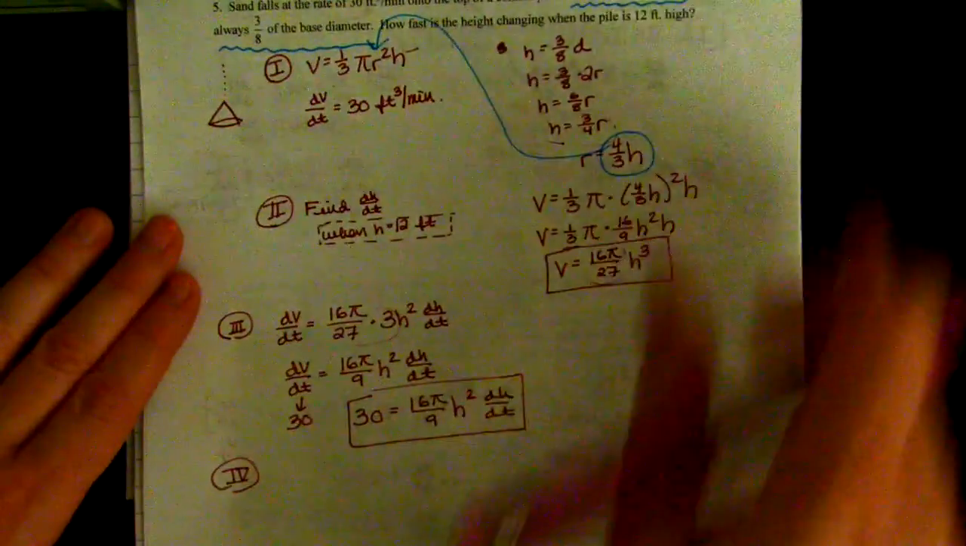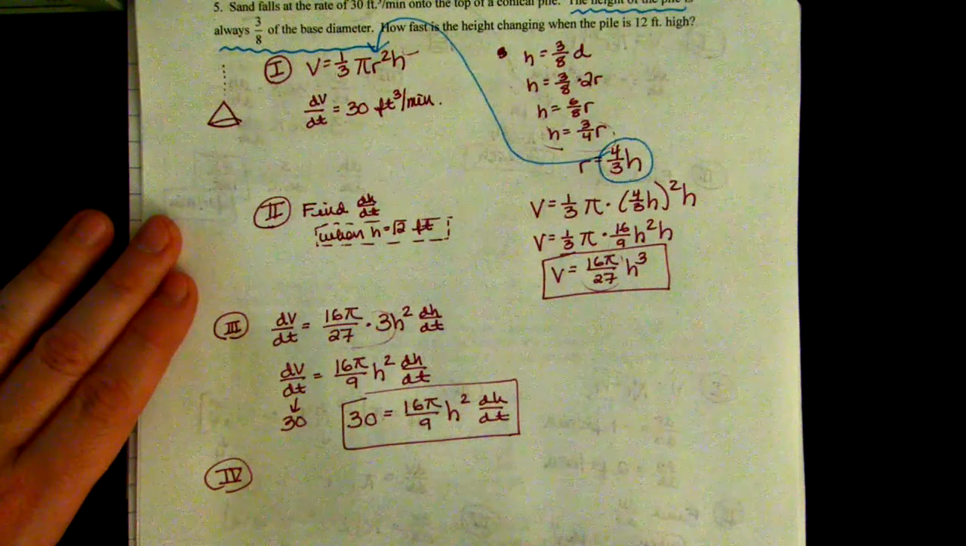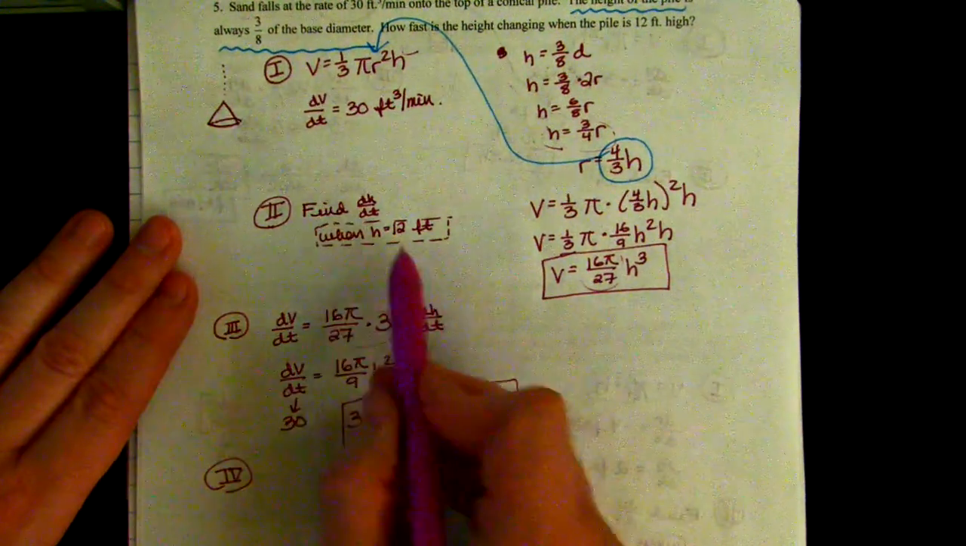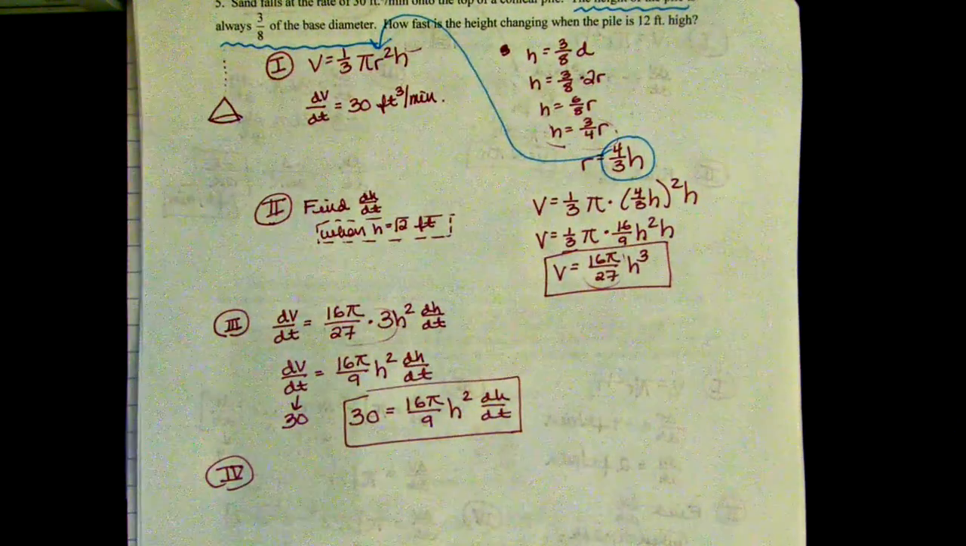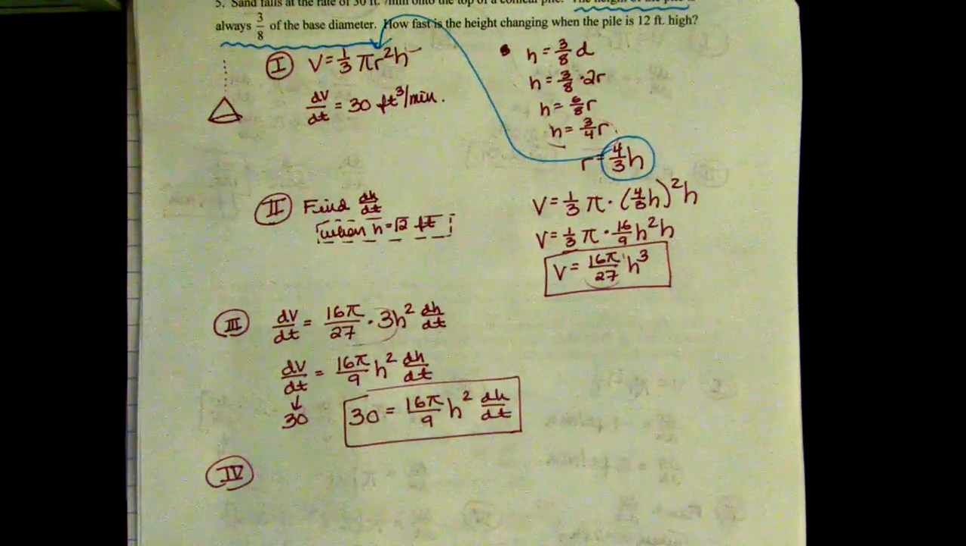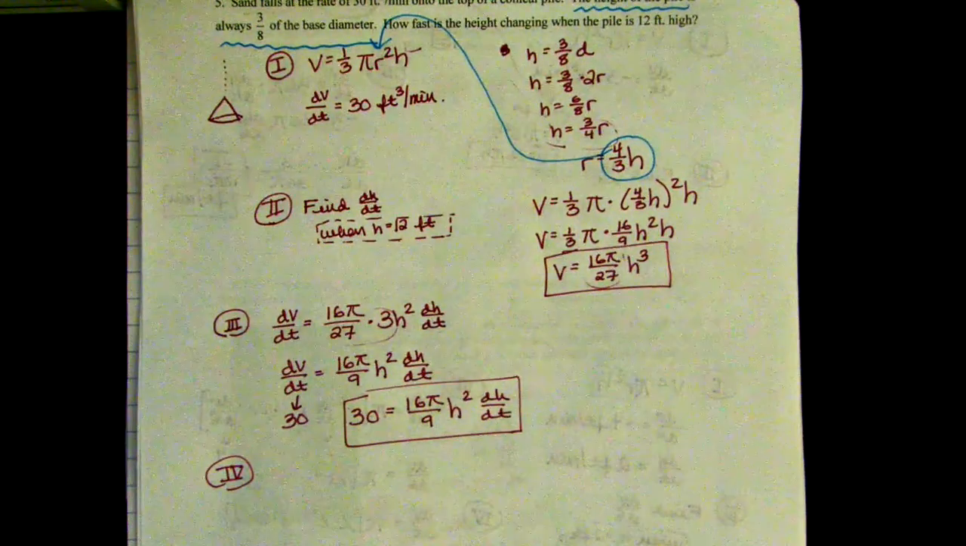I'd like you to go through part 4, plug in your specific height, that height of 12 feet, and solve for dh dt. Again, let's give exact answers and let's put units on it. See if you can get your dh dt.